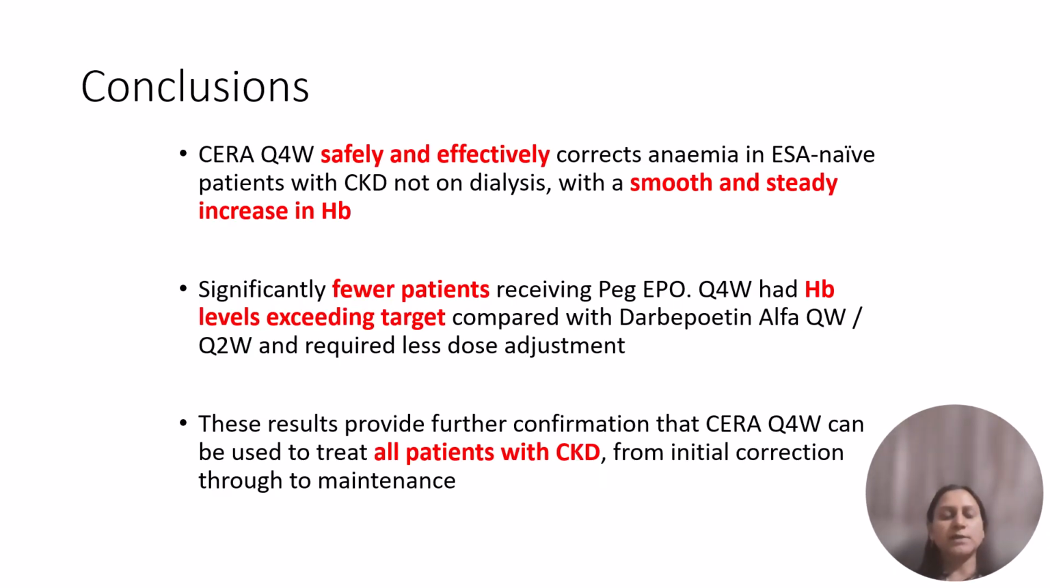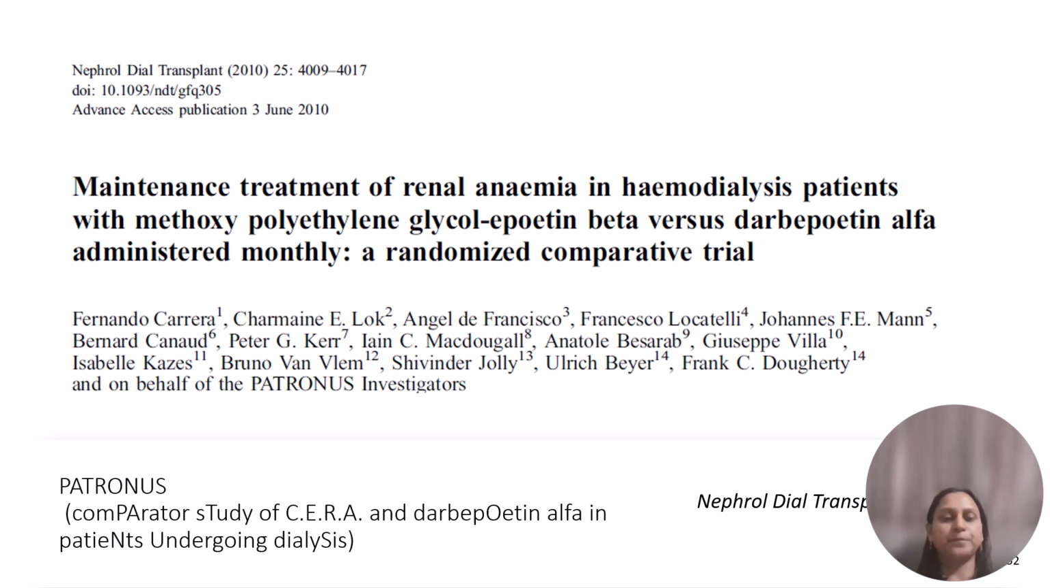So the conclusion was that Sera administered once every 4 weeks safely and effectively corrected anemia in ESA naive patients with CKD not on dialysis, with a smooth and steady increase in hemoglobin. Fewer patients had hemoglobin levels exceeding the target, and Sera can be safely administered in all patients with chronic kidney disease from initial correction through maintenance.